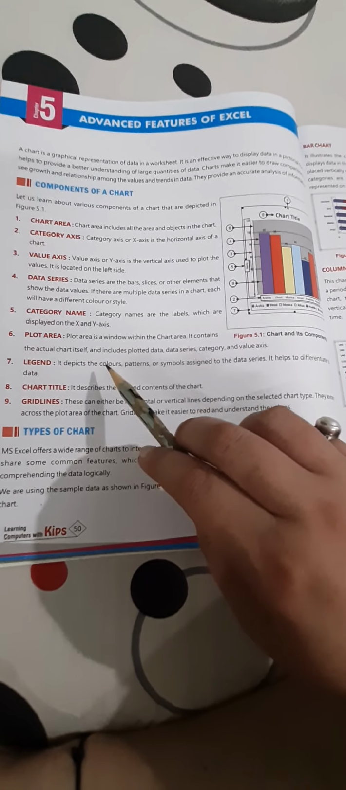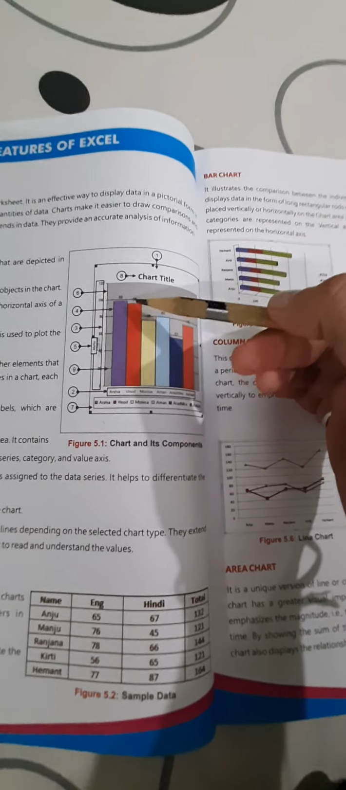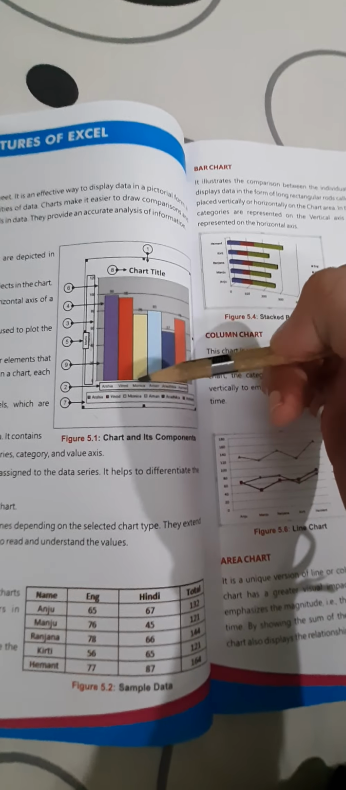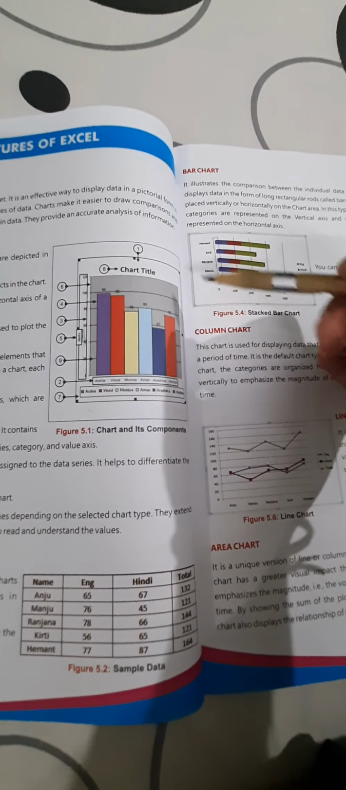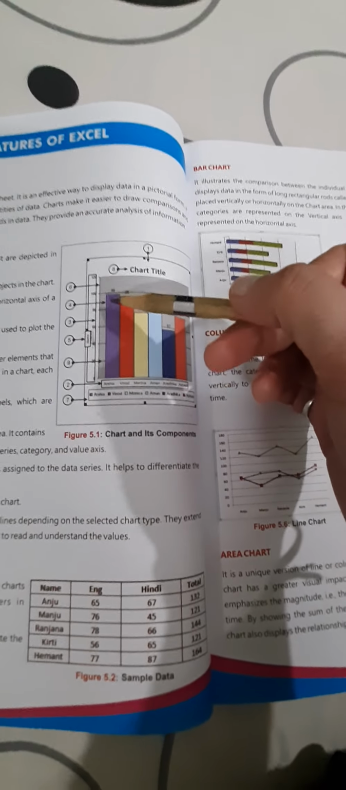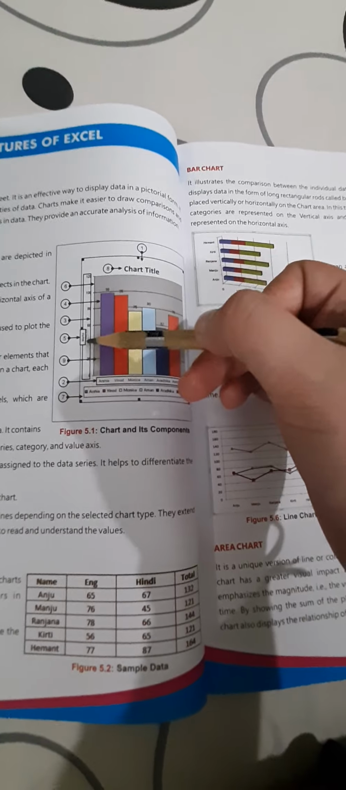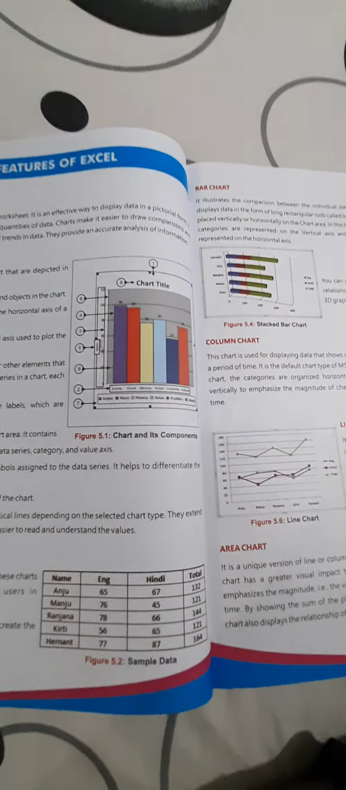Next comes the plot area. The plot area is the window within the chart area. It includes the actual chart itself, the plotted data, data series, categories and value axis. So students, this is my plot area where I am plotting my bars and writing the category names. All these things included in the chart area make up my plot area, where I can plot my data. Suppose I have plotted the data for marks. This is my plot area on which I have plotted my data.